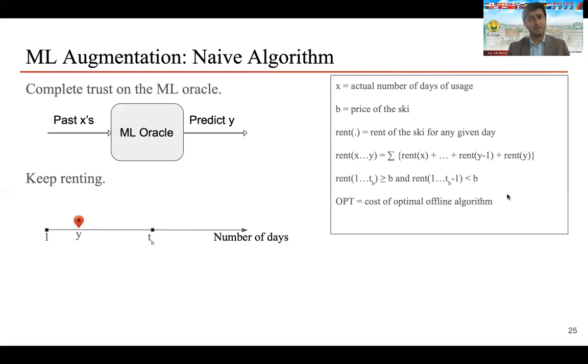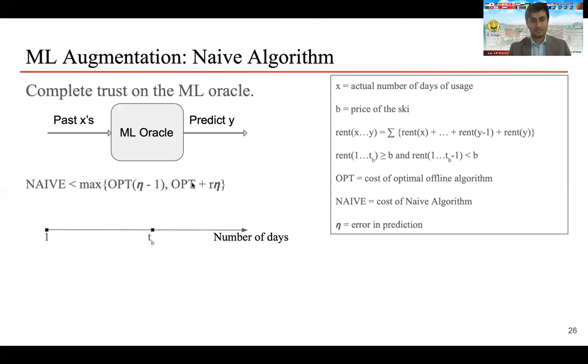Now, the prediction might not be as good as we suppose it to be. So when we analyze the cost, it happens to be the maximum of OPT times eta minus 1, where eta is the error in the prediction, and OPT plus R times eta, which is a function of eta.